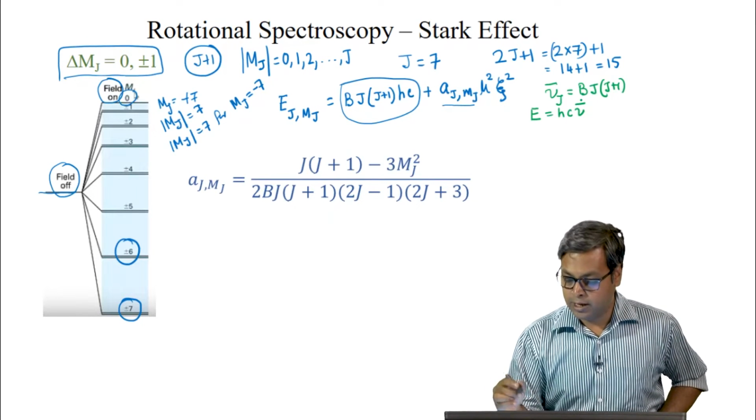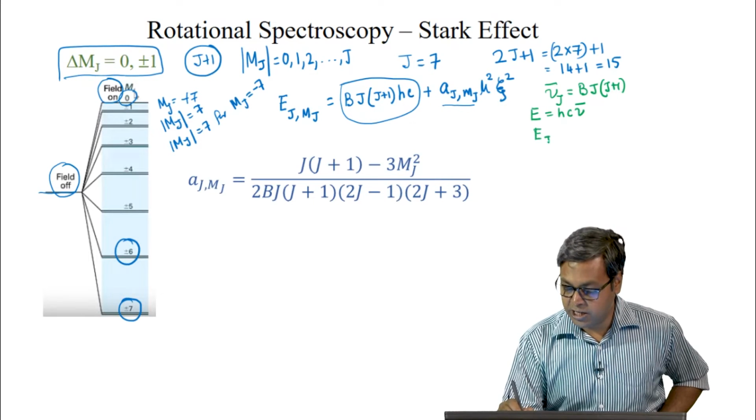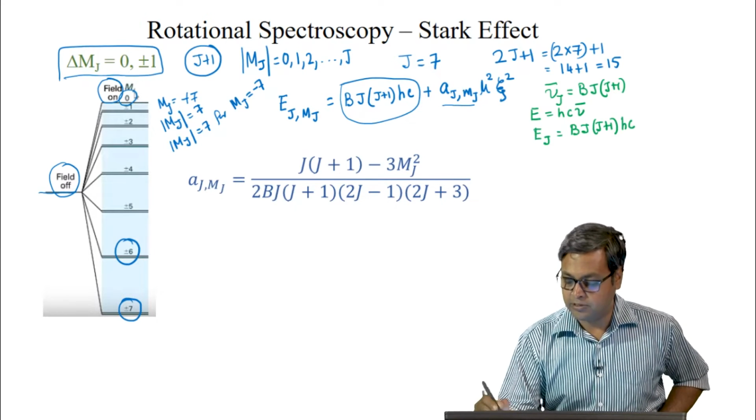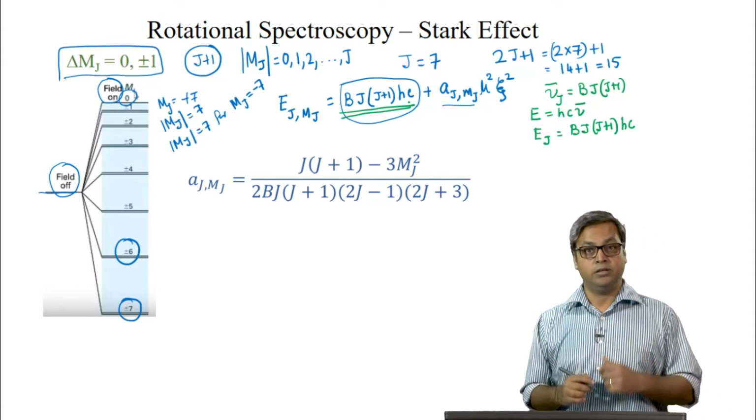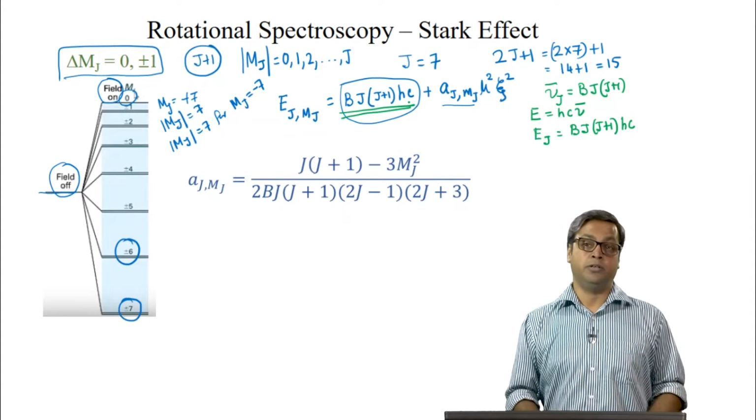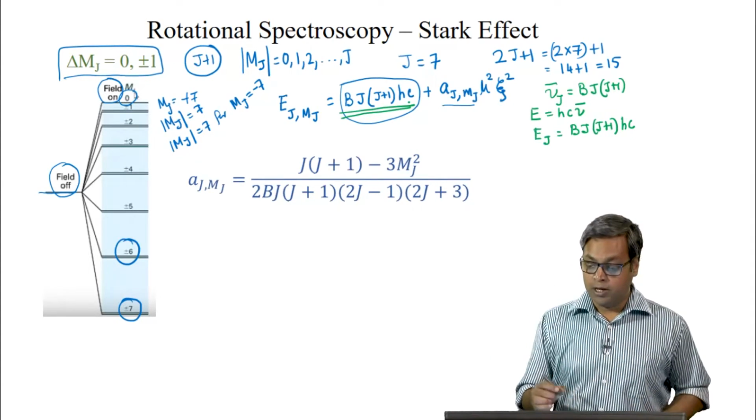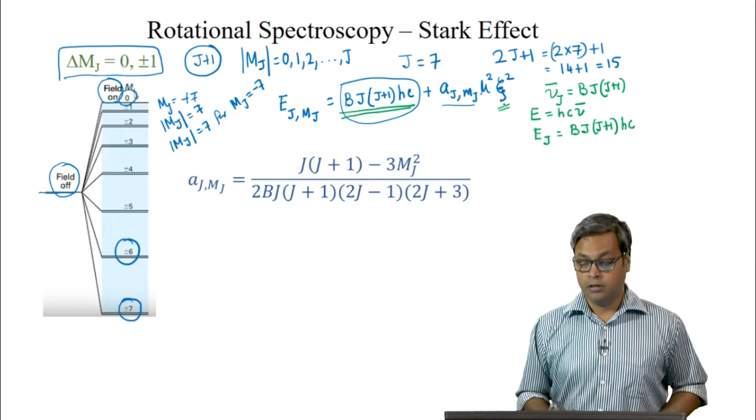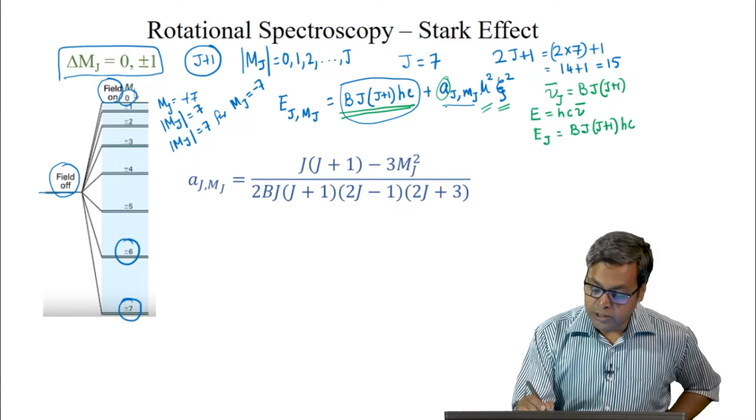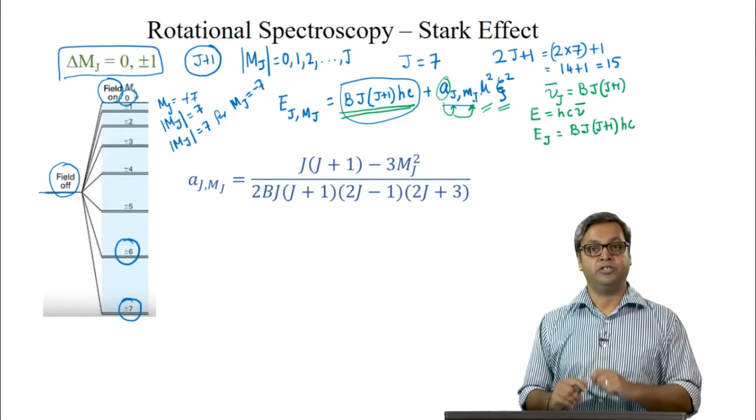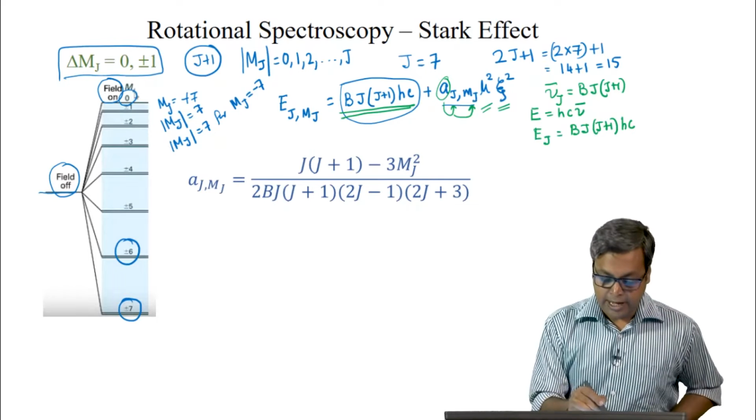In other words, I can write E_j equals B times j(j+1), which is ν̄_j times hc. So, this first term was already there in the absence of the field. We have an additional term here, which depends on the electric field strength, on the dipole moment, and another parameter which itself depends on the quantum numbers j and m_j.